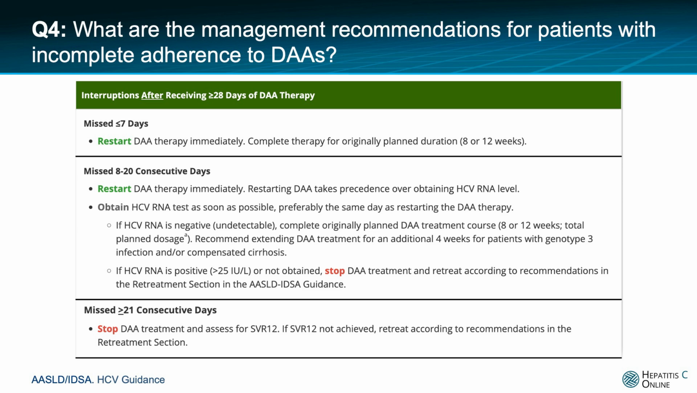If the hepatitis C RNA is positive in this scenario, patients should stop their current DAA treatment course and proceed with retreatment as outlined in the retreatment section of the AASLD/IDSA guidance. Similarly, if an individual has missed 21 days or more, then they should not restart therapy and instead they should be assessed for SVR12. If an SVR12 is not achieved, they should be retreated according to AASLD/IDSA guidance.